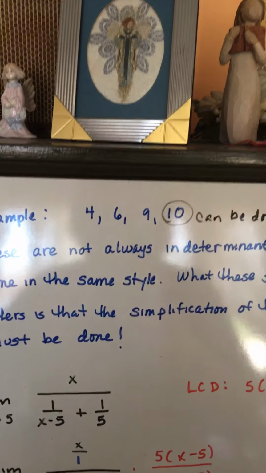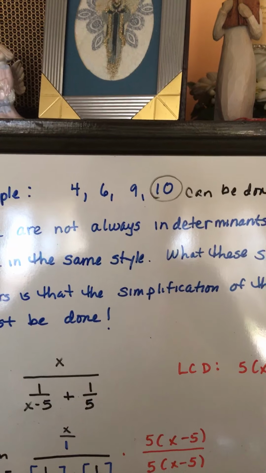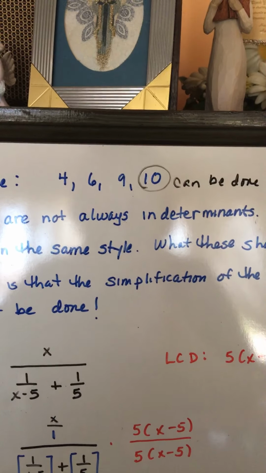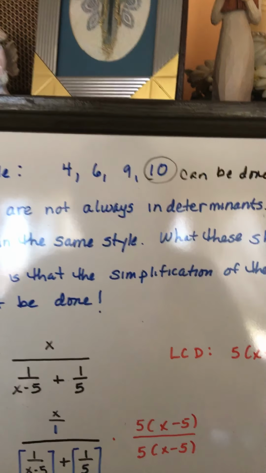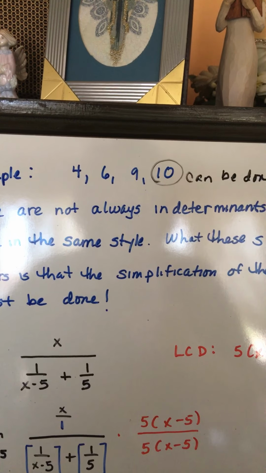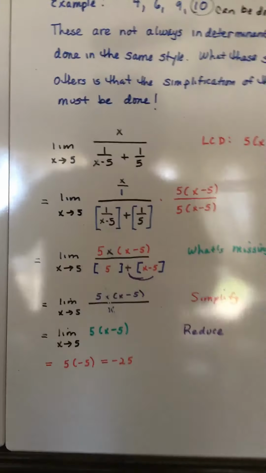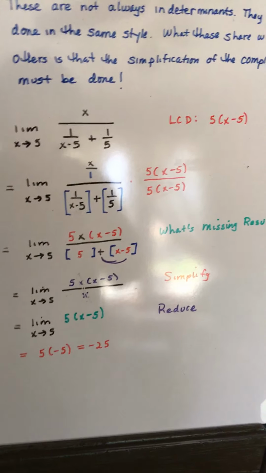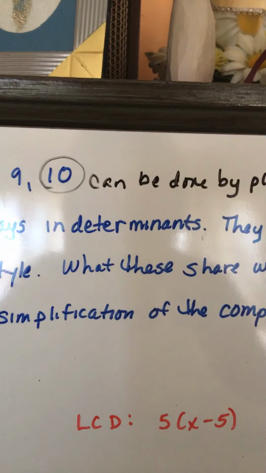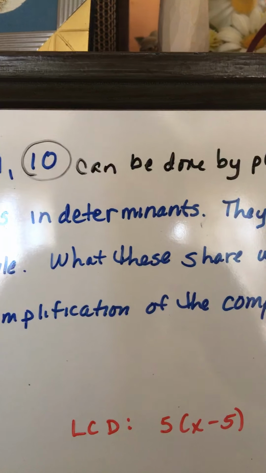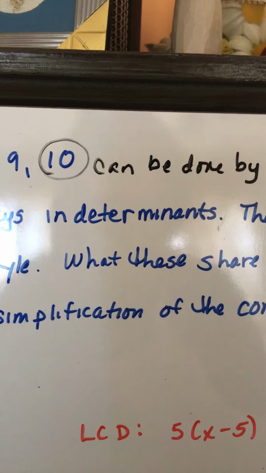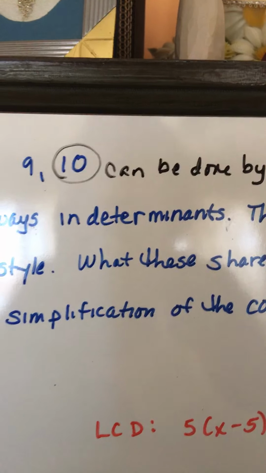Now remember, it's just 4, 6, 9, and 10 don't fit the pattern of being an indeterminate of 0 over 0. Notice 4, 6, and 9, you must do like this example. 10, if you feel comfortable with fractions, feel free to go ahead and just plug chug because it's just an arithmetic problem.